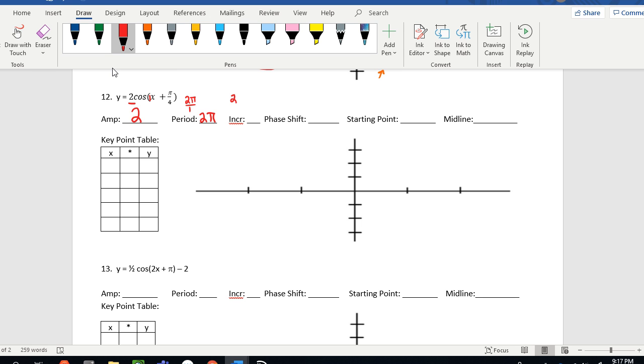Our increments is going to take the 2 pi and cut it up in 4 parts so we can figure out our increments. And that's going to be pi over 2. The phase shift takes the parentheses, which is x plus pi over 4, and sets it equal to 0. Subtract pi over 4 from both sides, and guess what? X equals negative pi over 4.